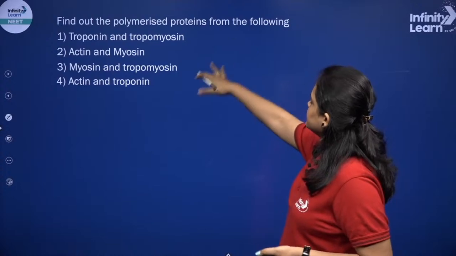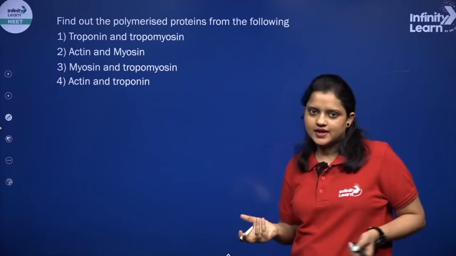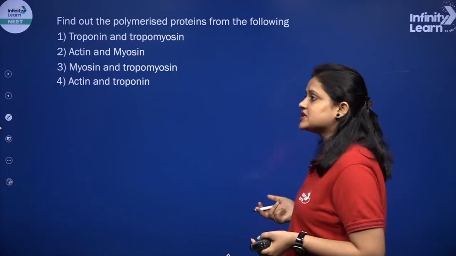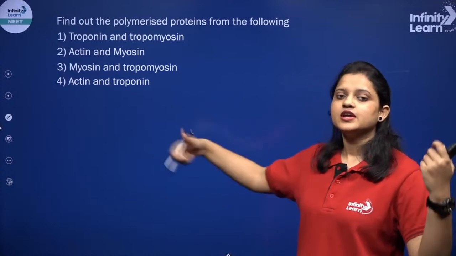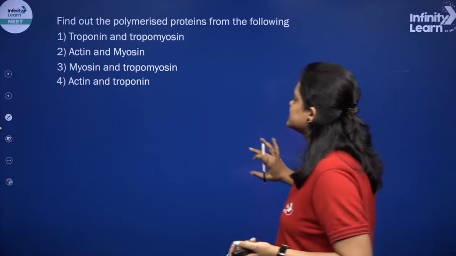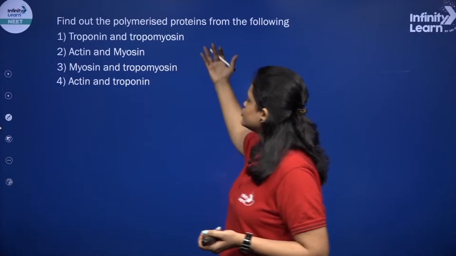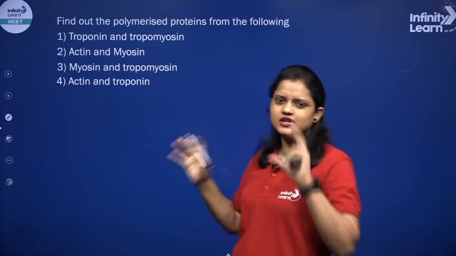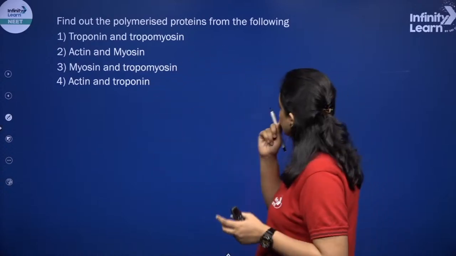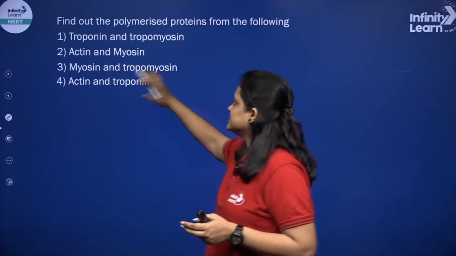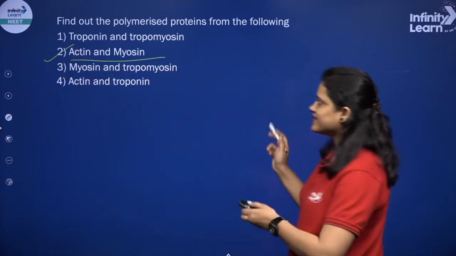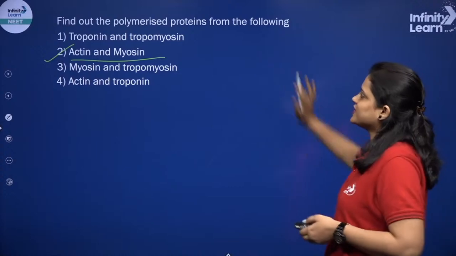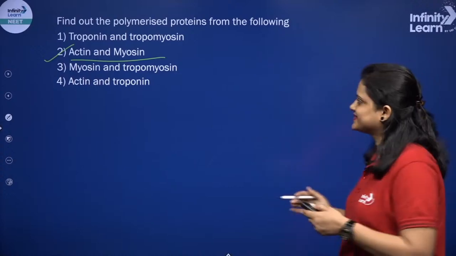Find out the polymerized protein from the following. Polymerized protein means a polymer protein that is made up of several units of amino acids. So is it troponin and tropomyosin? Troponin is present in only 3 subunits, right? It is not polymerized. Actin and myosin, yes. The correct option will be actin and myosin here. These are the polymerized proteins in your muscles.